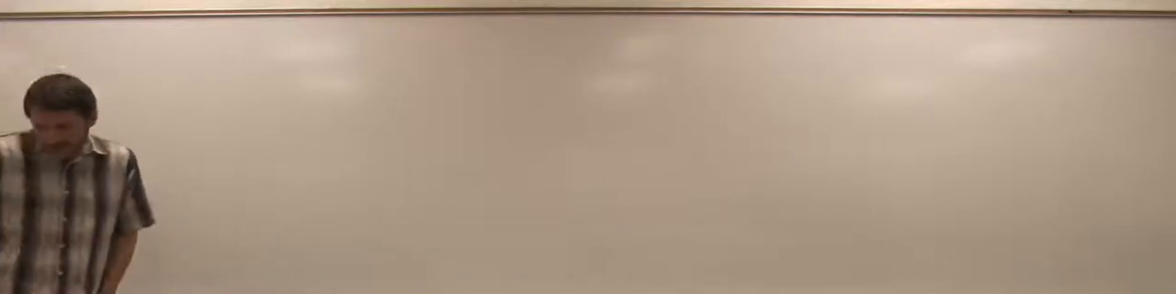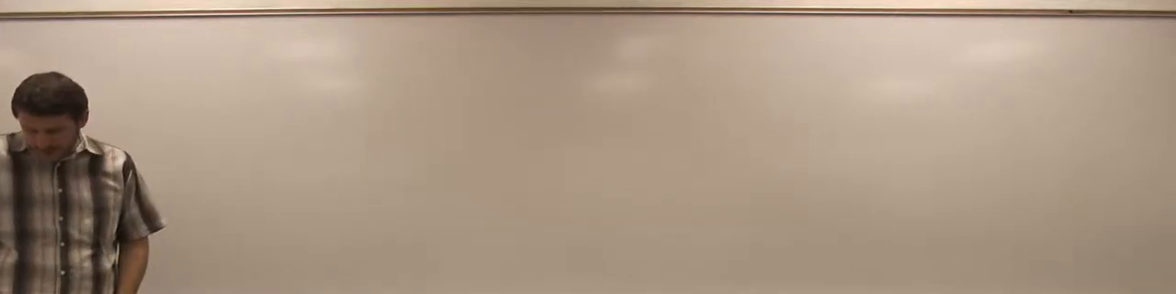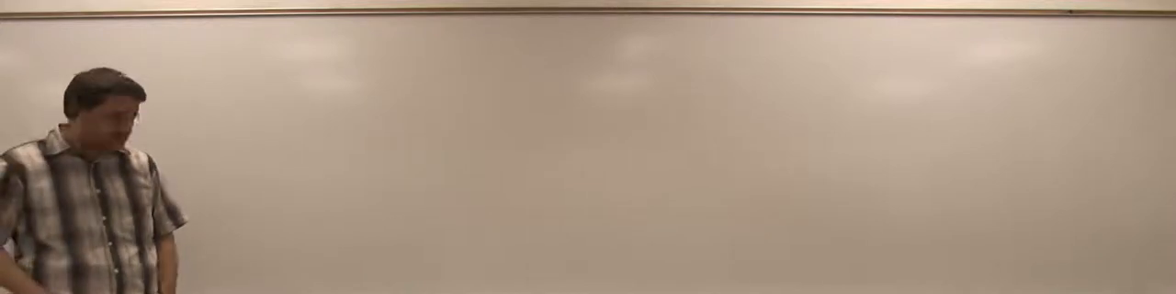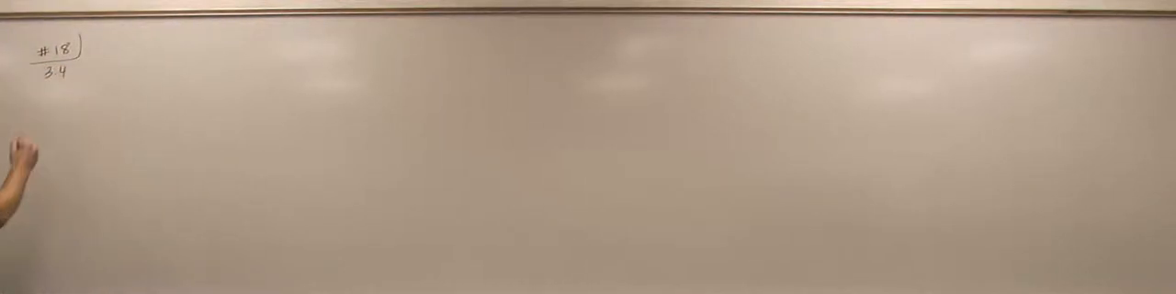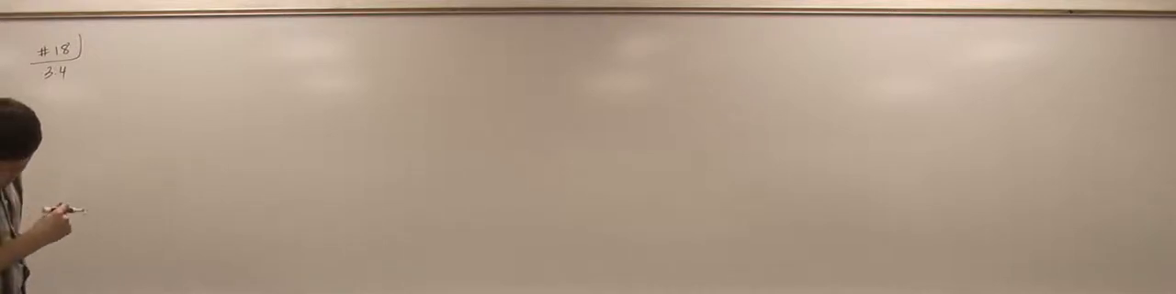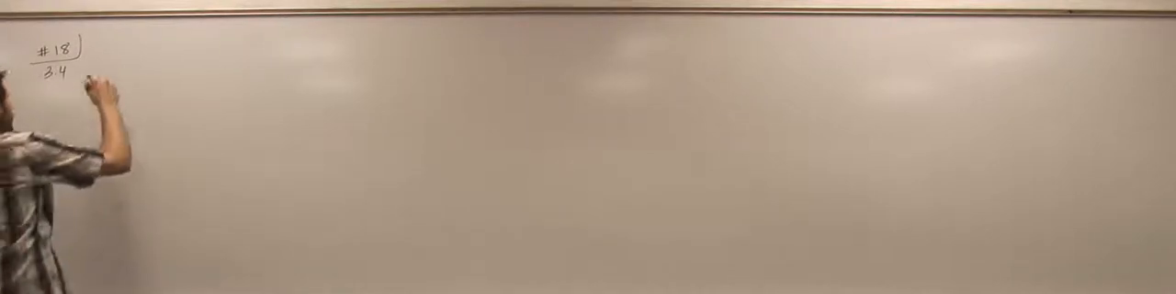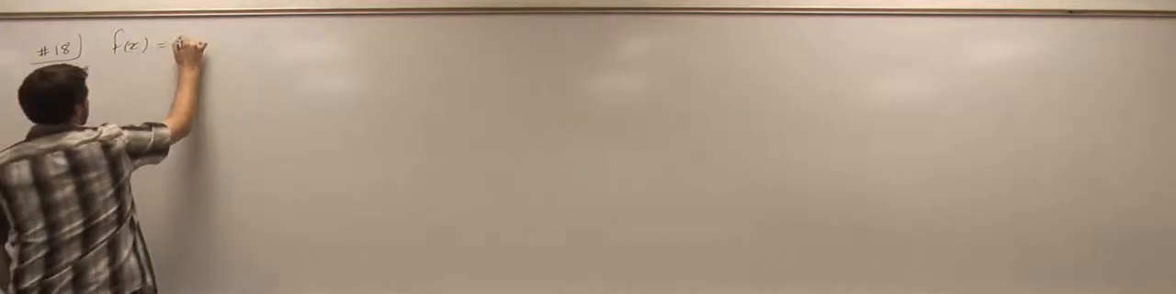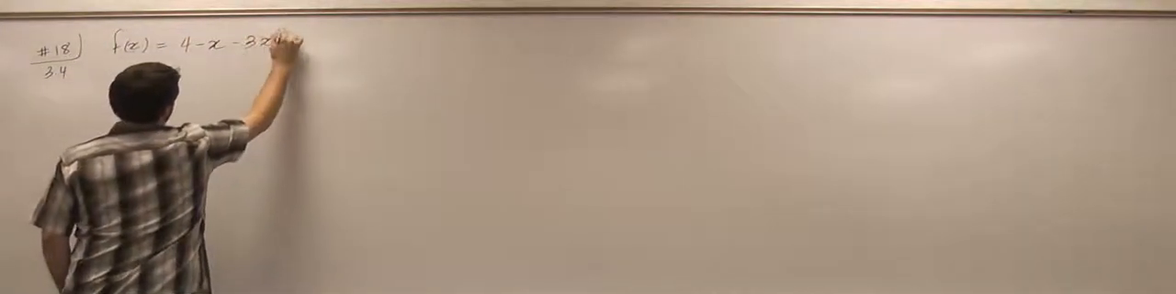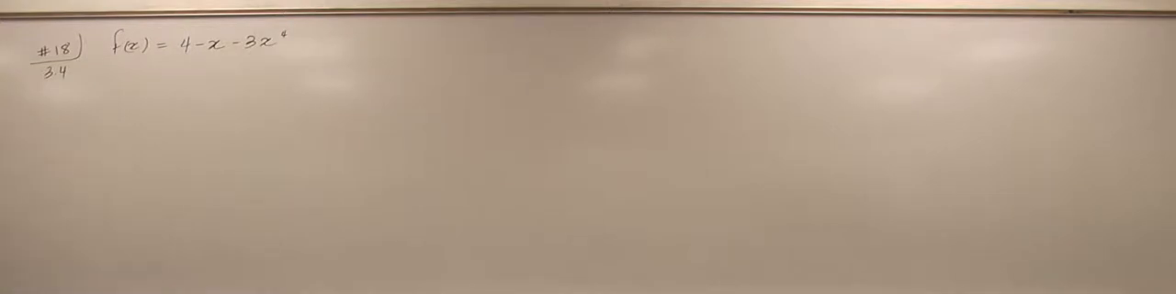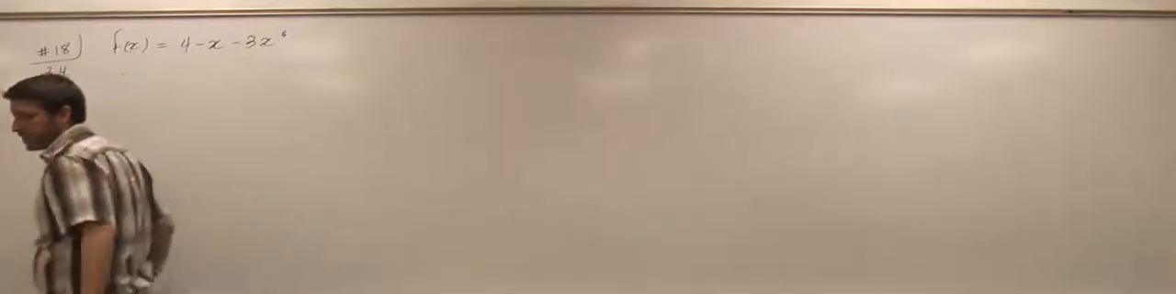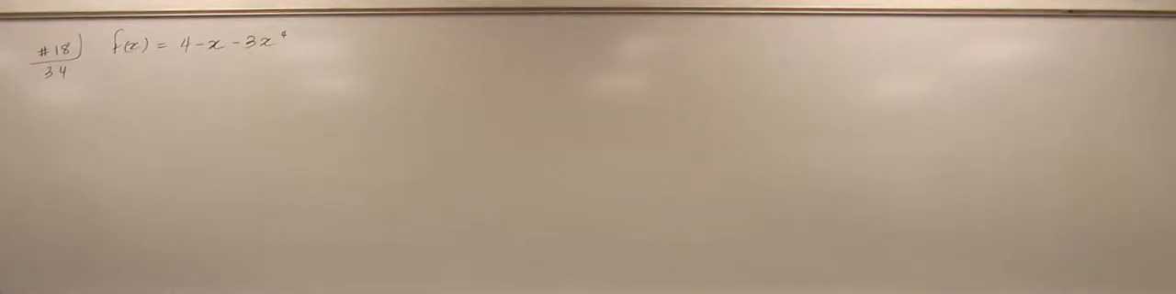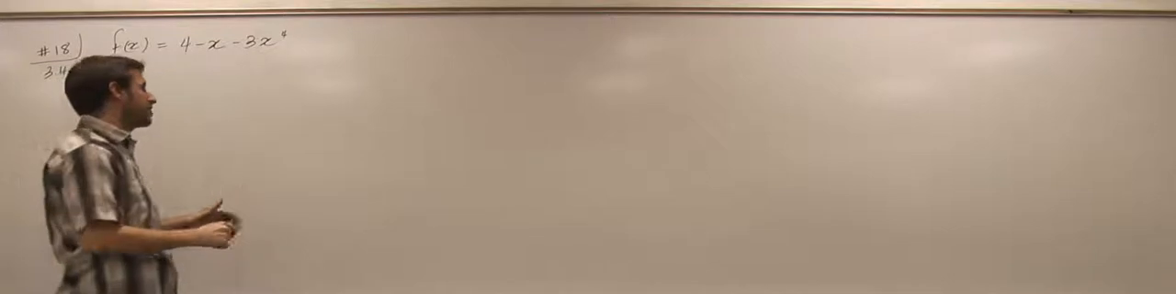So, for number 18 on 3.4, it says to find the points of inflection and discuss concavity. This will be a good review if nothing else. It gives you the function: 4 minus x minus 3x to the 4. So it wants you to find points of inflection and concavity. What do you need to find points of inflection and concavity? Second derivative, right? Points of inflection and concavity have to do with the second derivative.